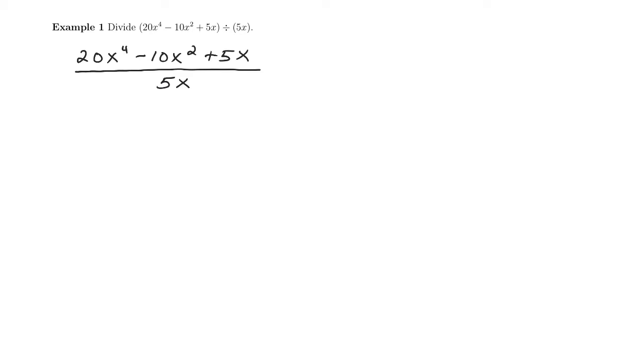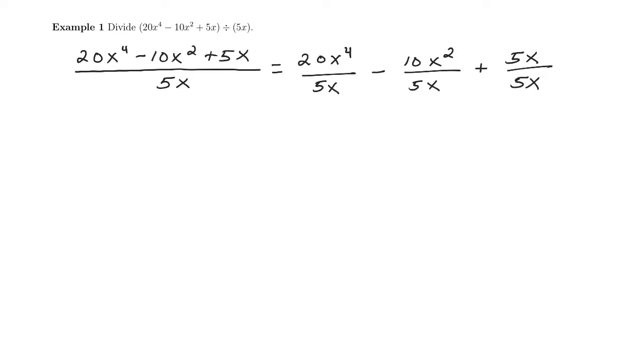common terms. So that is, this is 20x to the fourth over 5x minus 10x squared over 5x plus 5x over 5x. If you think about it this way, now we can just cancel any common terms and write what is left over. So for the very first fraction, 5 goes into 20 a total of 4 times.